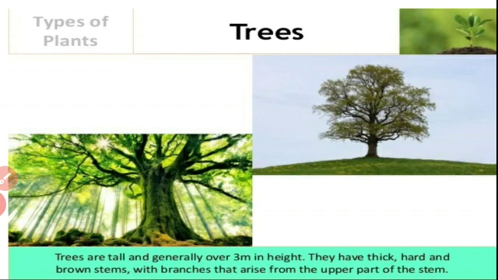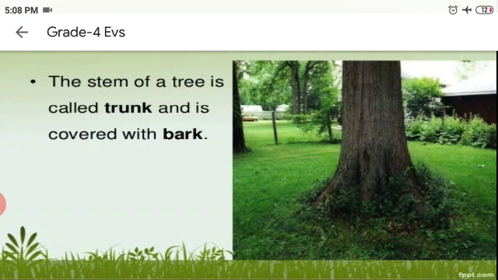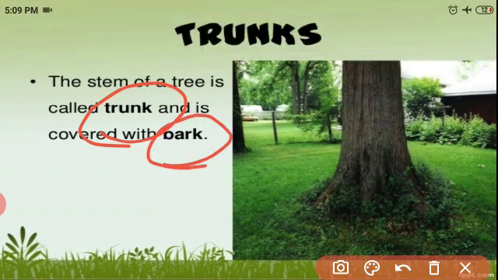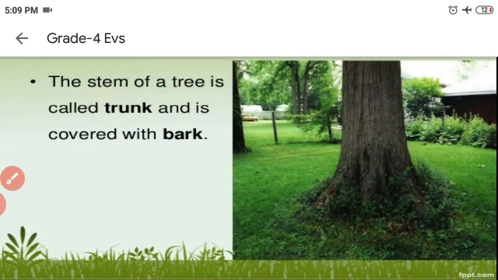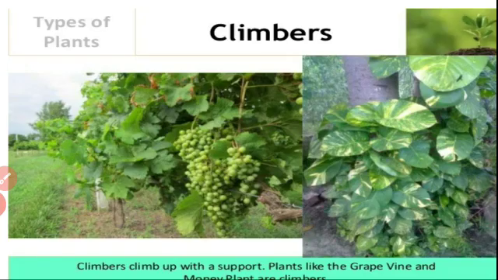Trees. Trees are tall and generally over 3 meters in height. They have thick, hard and brown stems. Here in this picture you can clearly see the stem of a tree. The stem of a tree is called trunk, and is covered with bark. Usually you can see the roots only under the soil. No, in some of the trees you can see the roots above the soil. Shall we go for the next one?